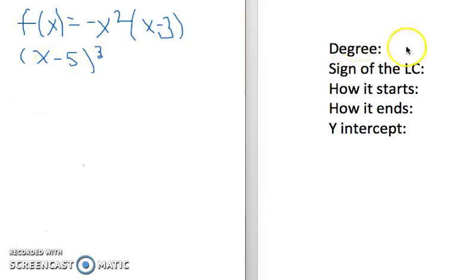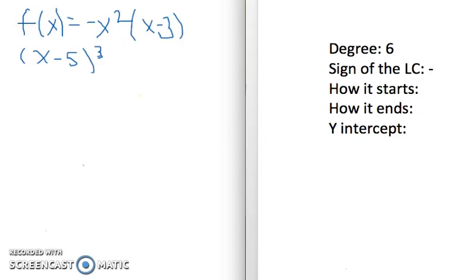So the first thing we have to do is to find the degree of the function. The greatest exponent that we can have is 2 times 3, which is 6. So the degree of this function is 6. Now we have to find the sign of the leading coefficient, which is negative.